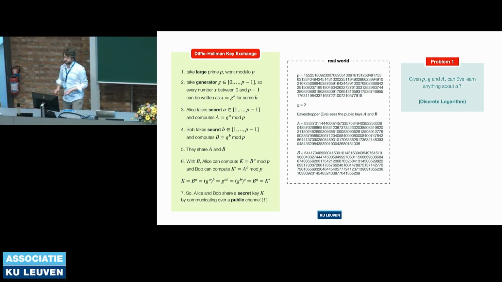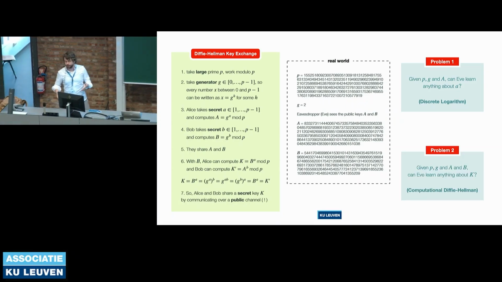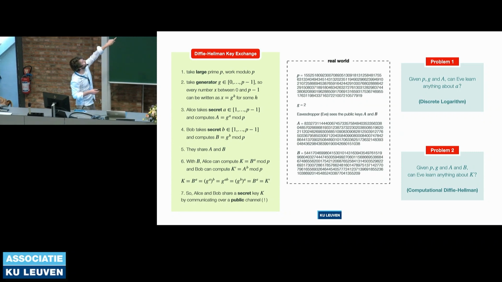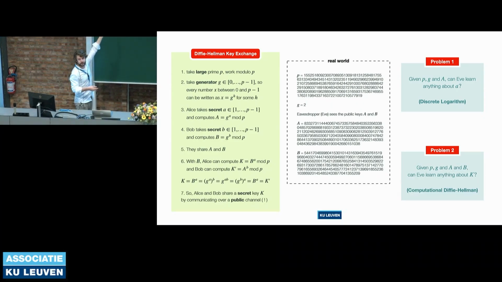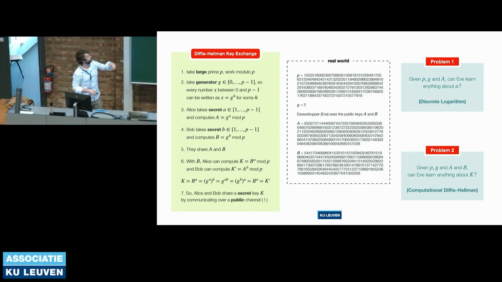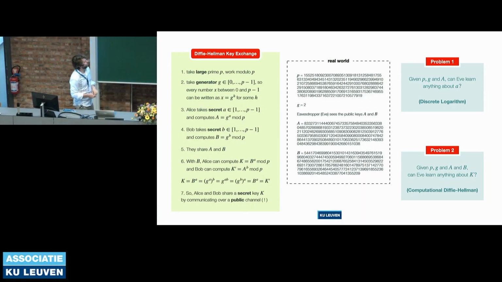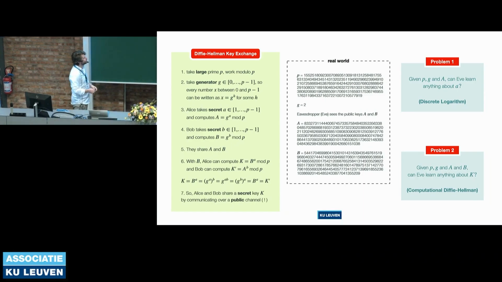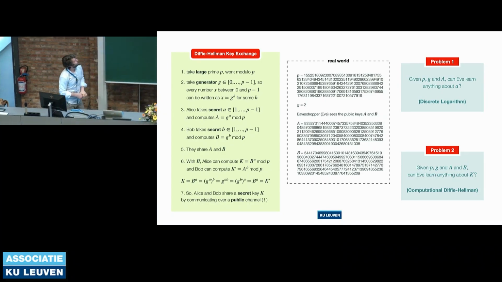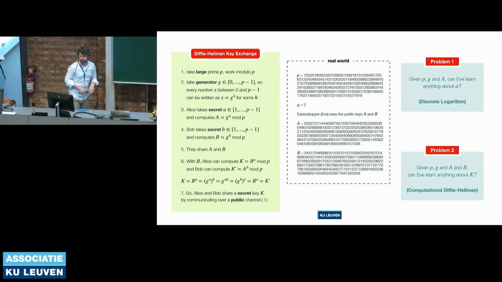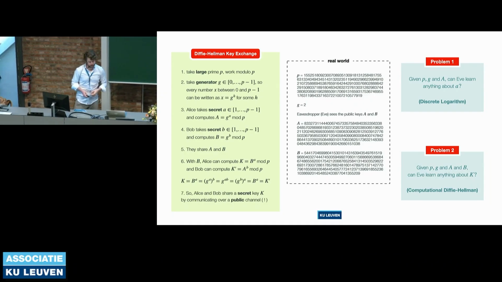The second problem that you could wonder about is, okay, but in real life, I don't just see P, G, and A, but I actually also see B. And maybe I don't actually need to recover small a. Maybe I just need to learn the shared secret, and then I can also listen in on all of their secret communications. So that's problem 2, which we call computational Diffie-Hellman. Can you learn anything about that shared secret? And we always call the bad person in this Eve, because she's an eavesdropper. Can I learn anything about that shared secret given just P, G, A, and B?